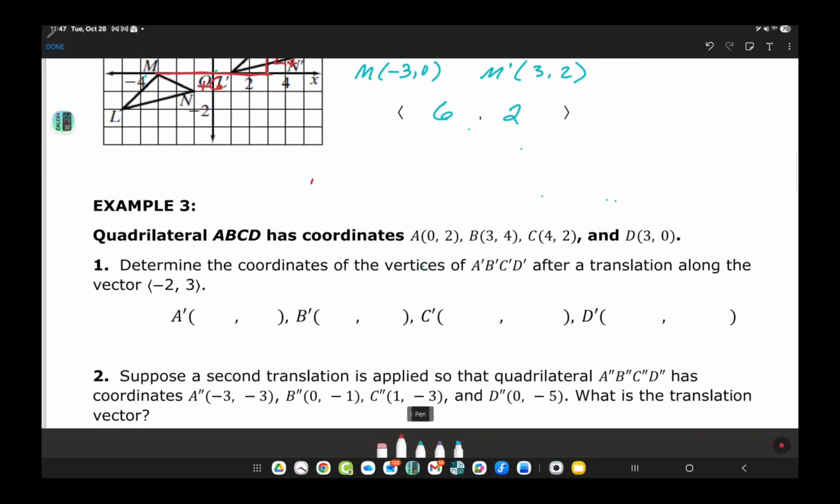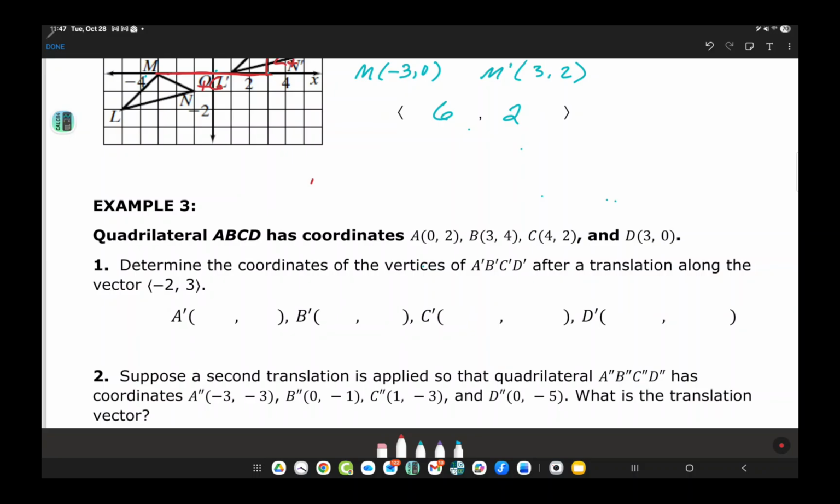So we are given the quadrilateral. Now, I know we haven't really talked about quadrilaterals, but a quadrilateral is a four-sided geometrical figure. The points of this quadrilateral are A, B, C, D, where A is at (0, 2), B is at (3, 4), C is at (4, 2), and D is at (3, 0).